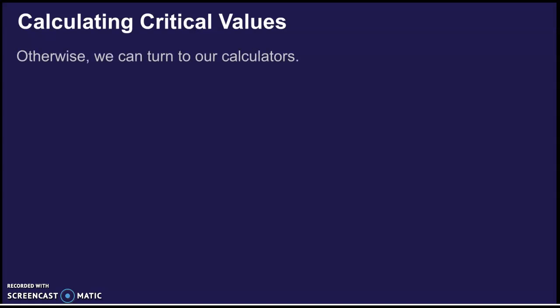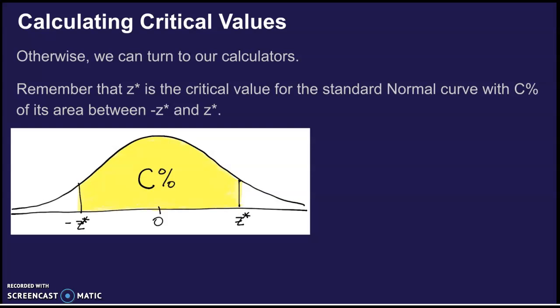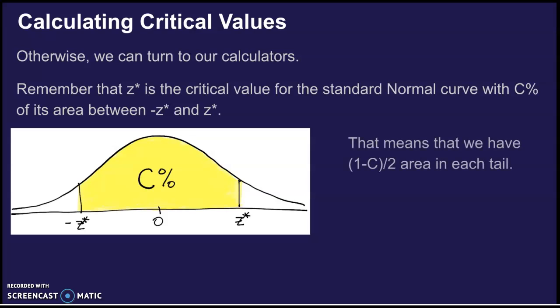All right, if you don't have the table handy or you don't want to use it, you can use your calculator. Remember, z star is the critical value for the standard normal curve with C% of its area between minus z star and plus z star. That picture shows you what it is you're looking for. Now, if you want those cutoffs, you're going to need to know your C%. Half of the difference between 1 and C is what's in each tail. So 100% of the data is under the curve. C% of it has been highlighted in yellow. If you subtract 1 minus C and take half of it, there's half in each tail.